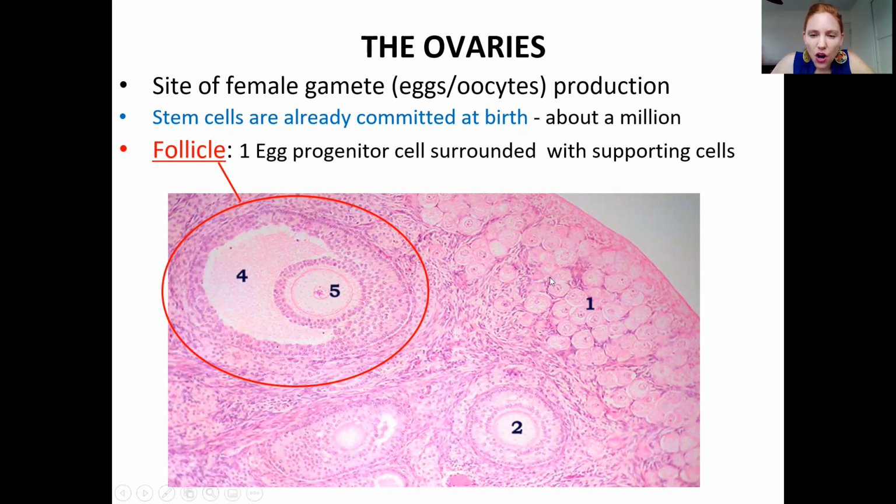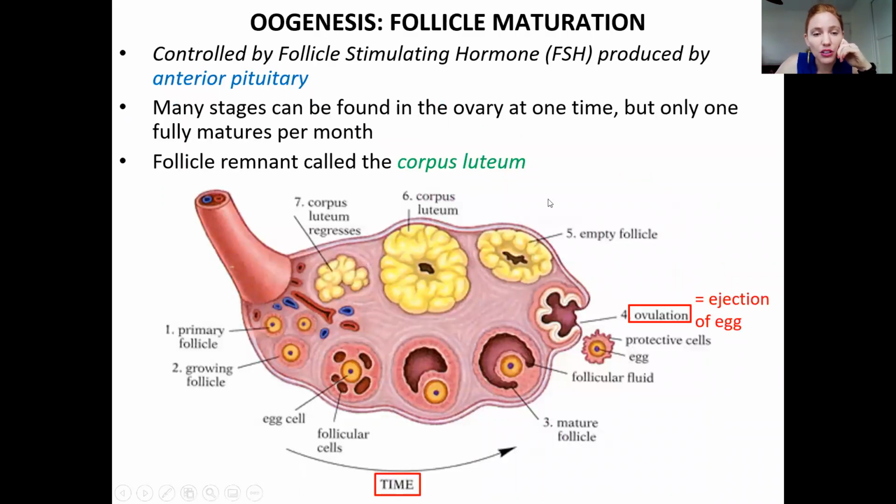So here are all the eggs. Those are called primary oocytes, the immature ones, and those eggs, the oocytes, mature inside of these circular structures that are called follicles. So the follicle just refers to that collection of cells that houses and surrounds and supports the developing oocyte inside. If you're looking at the ovary, this is a primary follicle, just meaning very early stages, not well developed yet.